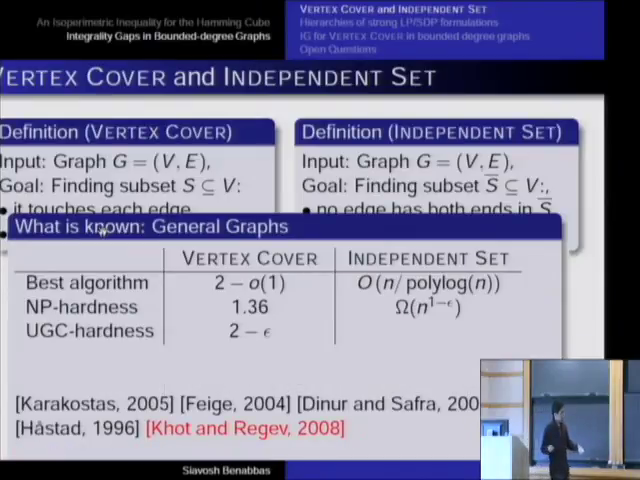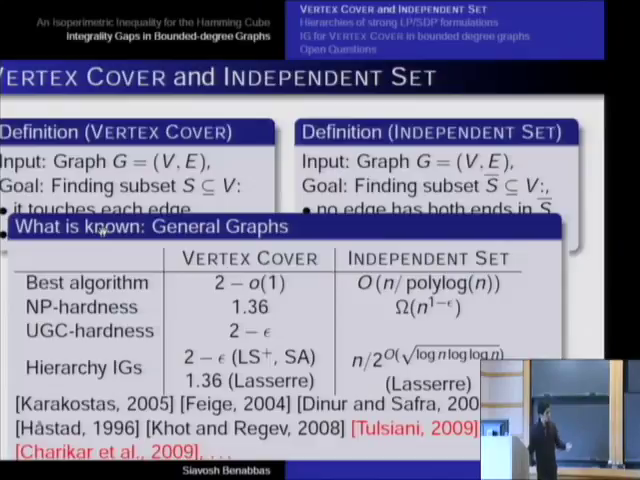Now, the best algorithms for both of the problems come from semi-definite programming. And then you can ask yourself, what is the limit of semi-definite programming? What's the limit of the standard semi-definite program that has been used? Or what if I try and come up with a very clever linear or semi-definite program? Can I break this 2 minus little o of 1 or n over polylog n barrier? And this has been studied extensively, and the answer is essentially no.